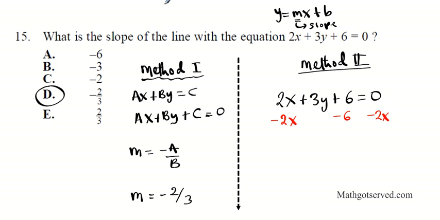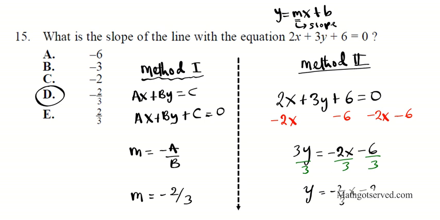Alright, so let's work that out. Minus 2x minus 6. So we're going to have 3y equals negative 2x minus 6. Divide everything by 3 to isolate y. Divide by 3, divide by 3, divide by 3. And then you're going to end up with y equals negative 2/3 x minus 2.